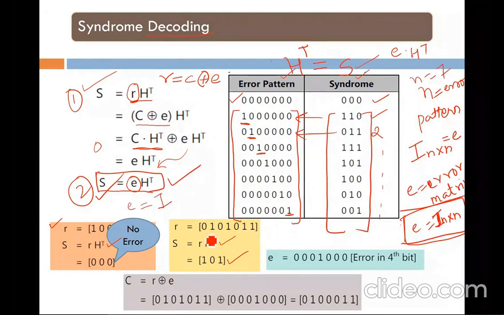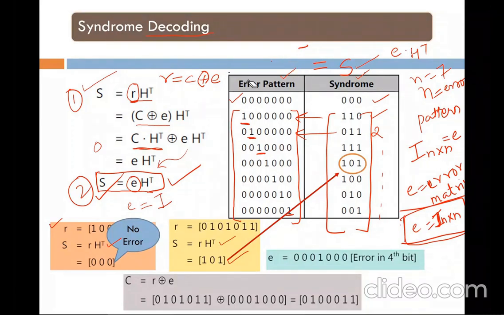We'll come back here. For this received R equal to 0101011, we got the syndrome as R into H transpose equal to 101. Now what's the next step? After we have got this syndrome, we are supposed to find out the error pattern. So what we are supposed to do is find the syndrome in the column of syndromes. So you can see this is the position of the syndrome in the column.